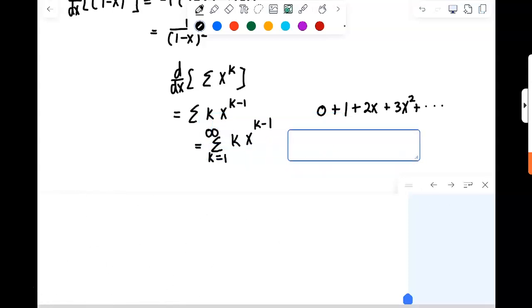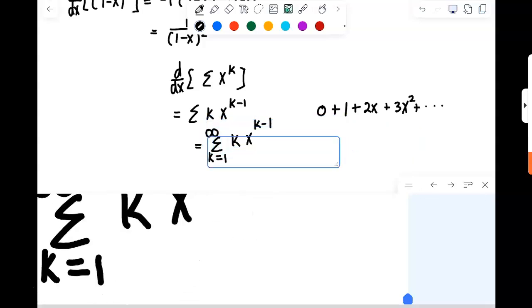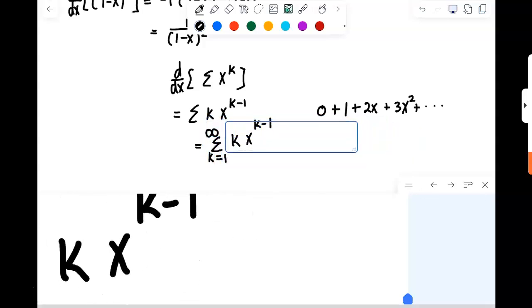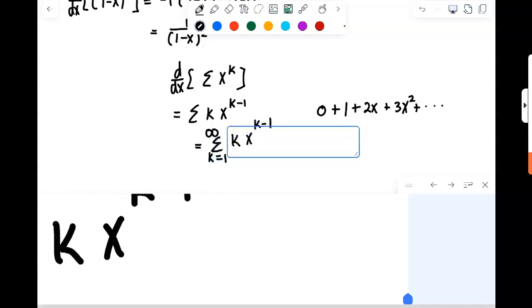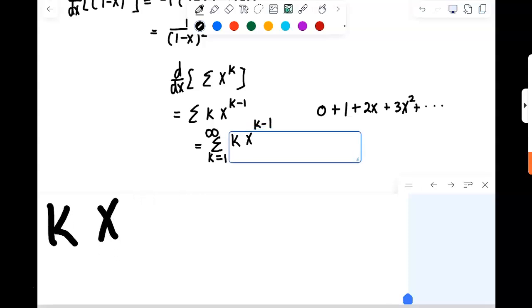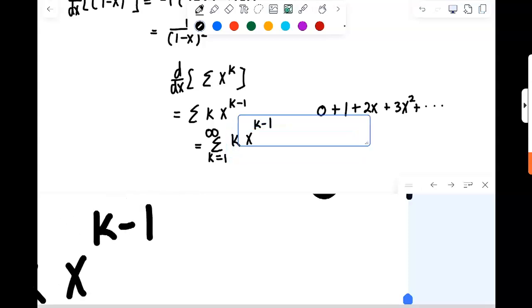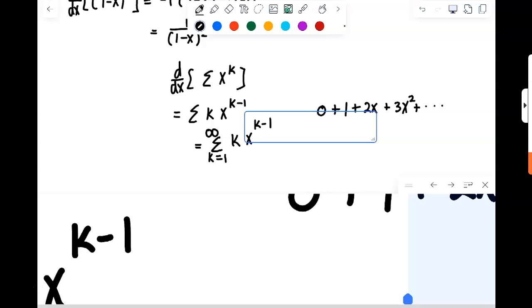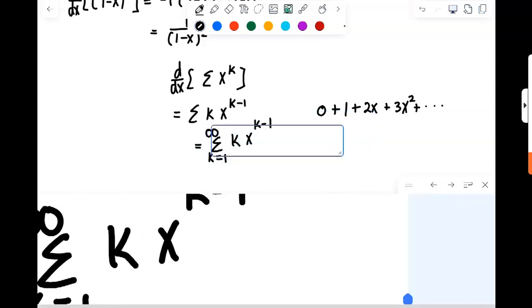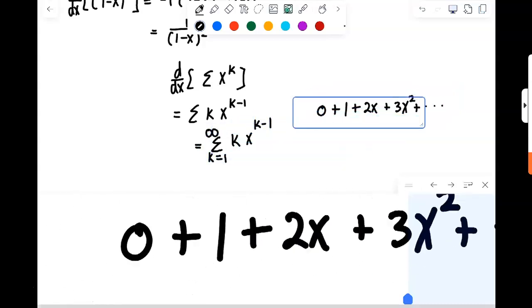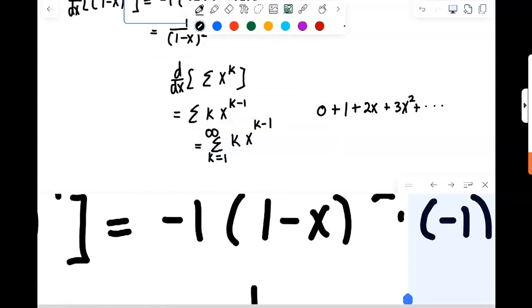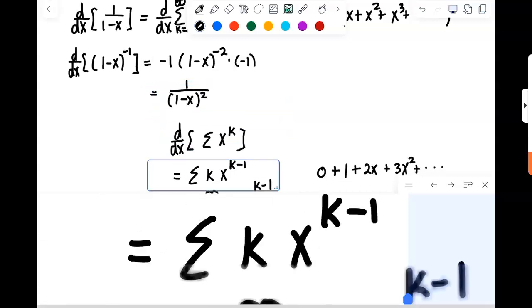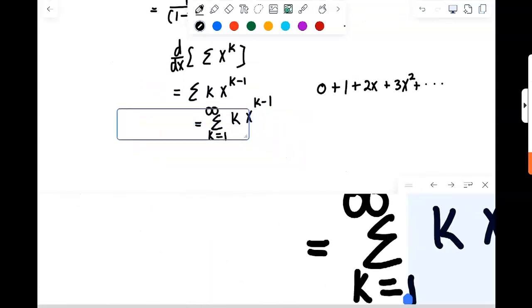Now you can make adjustments to that to get it to start at 0. All you'd have to do is shift everything so it starts at 0. In other words, k would become k plus 1, and the k minus 1 would be back to a k. So if you wanted to start it at 0, you still could. But it's fine here. So that's the series for 1 over 1 minus x squared.